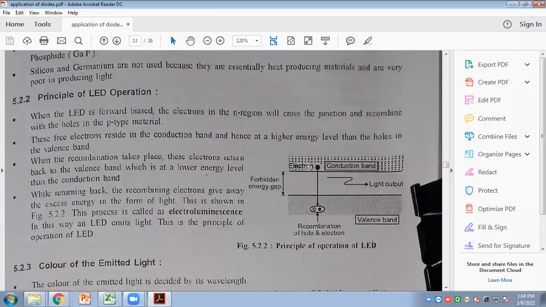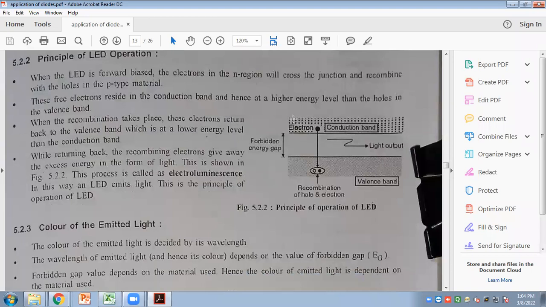How will conduction or emission take place? The diagram on the screen shows the conduction band and the other band, the valence band. Electron and hole recombination will take place when the power supply is applied. There is a forbidden energy gap between the conduction band and the valence band. Whenever we apply a certain voltage, some free electrons will move from the conduction band to the valence band, some free holes will move from the valence band to the conduction band, and electron hole recombination will take place. The diagram shows the electron and hole recombination taking place here.